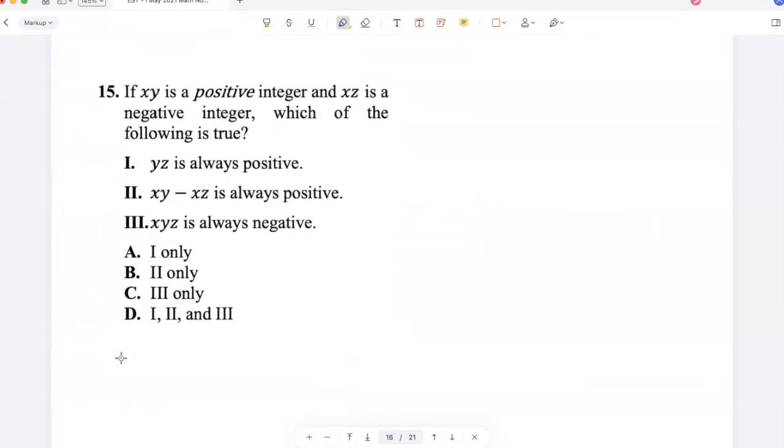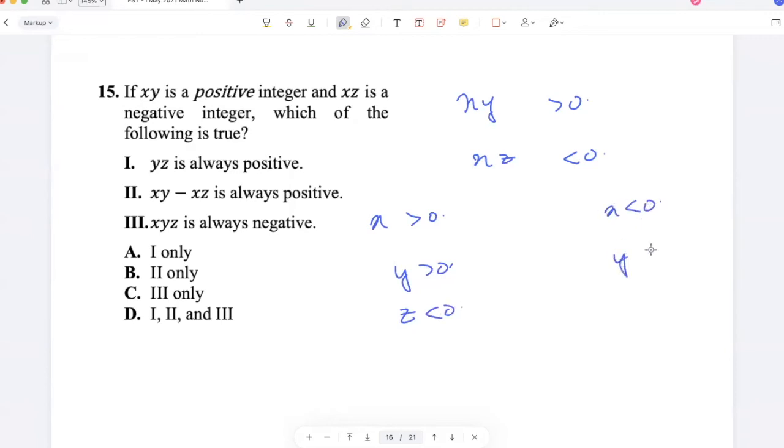If xy is a positive integer and xz is a negative integer, which of the following is true? Okay. So xy is positive and xz is negative, right? So let's say x is positive, then y is positive and z is negative. And if x is negative, then y is negative and z is positive, right? So these are the possibilities. So y into z is always negative, right? Because they are always opposite signs. So this is wrong.